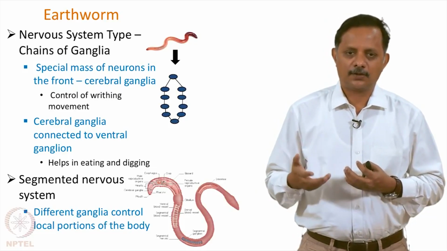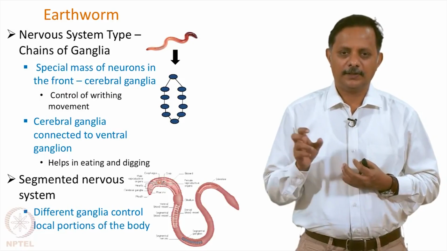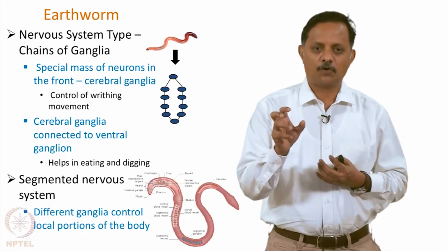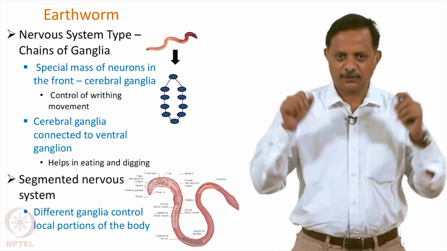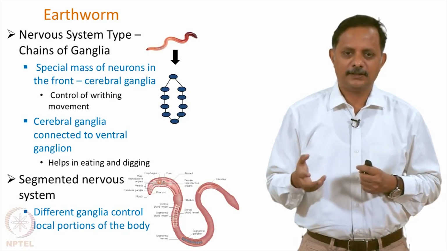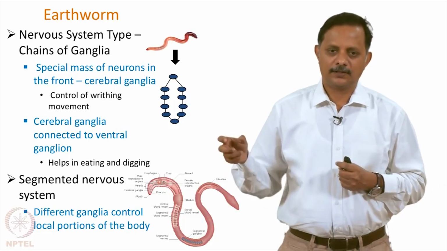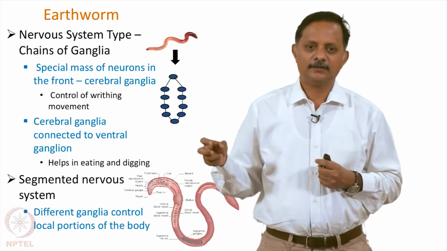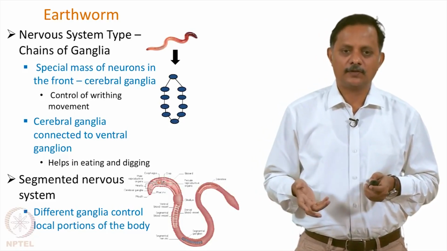These ganglia control the writhing movements of the earthworm, and then typically there is a slightly larger and more prominent pair of ganglia in the front of the animal, close to what you call the head, and this helps the organism in eating and digging. Then all over the body of the organism there is a chain of ganglia which control the locomotion, the local movements of the local parts of the body.